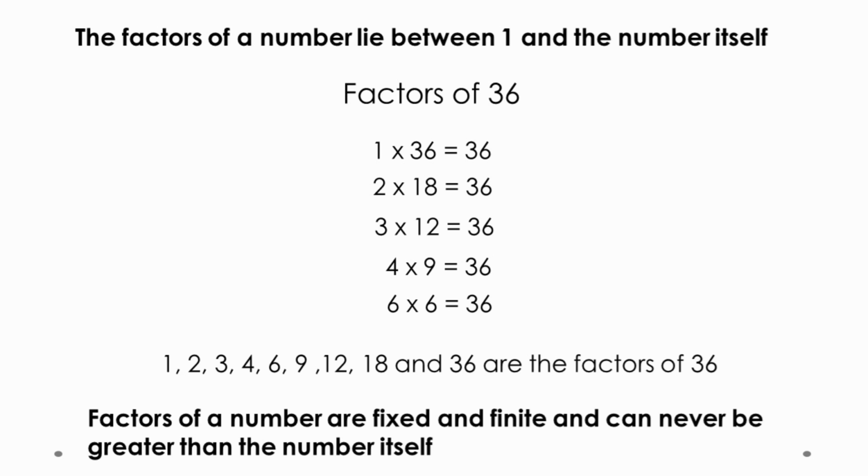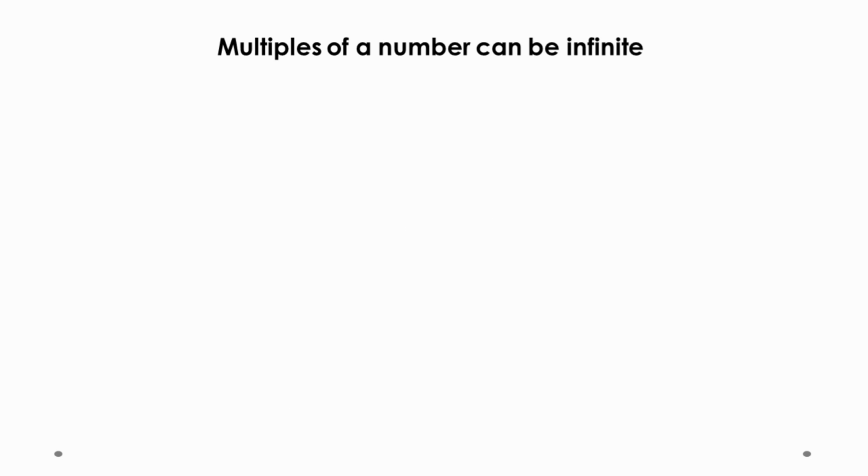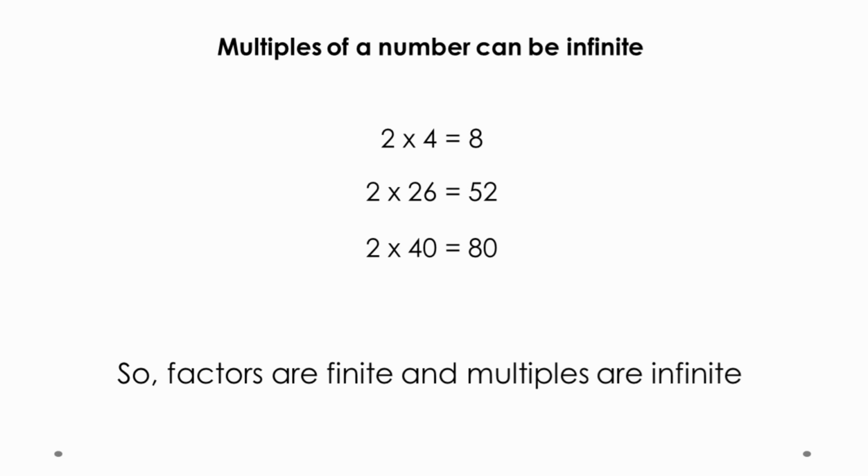On the other hand, the multiples of a number can be infinite. If we take the example of number 2, you will see that whichever number you multiply 2 with is a multiple of 2. 2 into 4 is 8, 2 into 26 is 52, 2 into 40 is 80, so on and so forth. So there is no limit for the multiples of a number. Multiples can be infinite. So factors are finite and multiples are infinite.